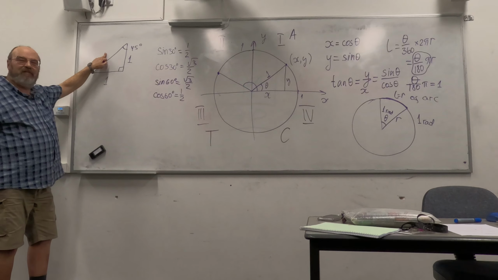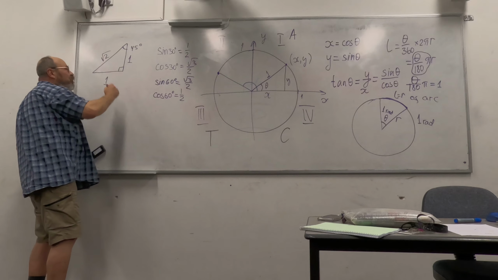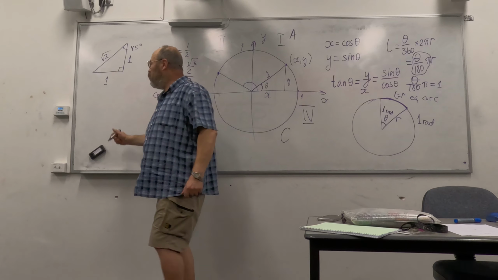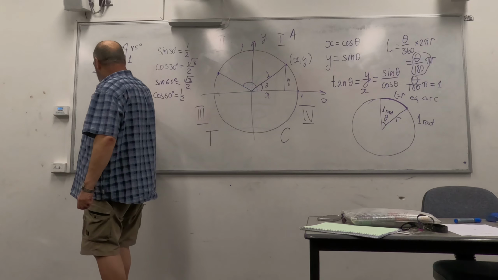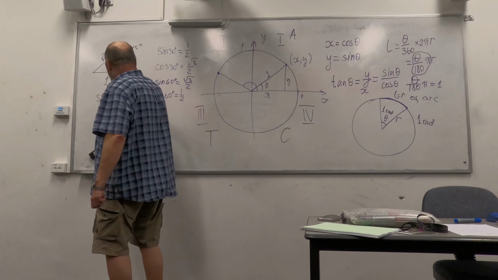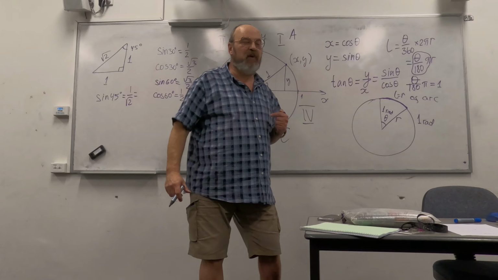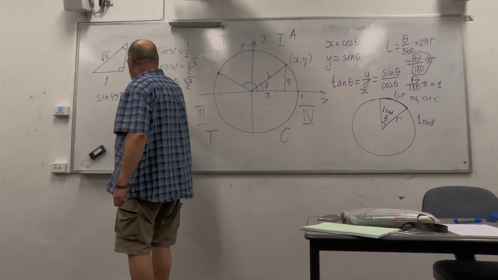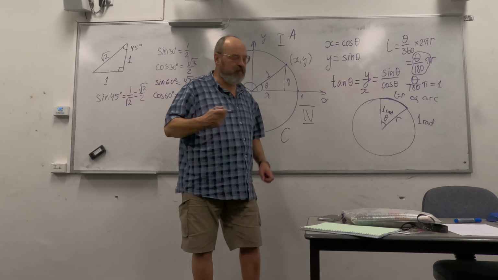Now, what will the hypotenuse equal? Root 2, using Pythagoras. So what will sine 45 degrees equal? 1 over root 2. Or if we rationalize the denominator, root 2 on 2. You don't have to remember these.